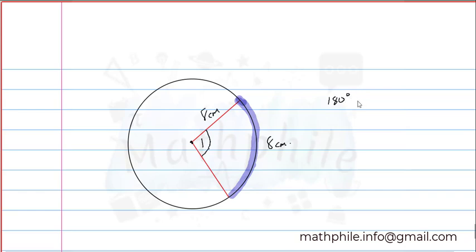Now, mathematically, we say that 180 degrees is equal to pi radians. So 180 degrees is equal to pi radians. The full circle, which is 360 degrees, is equal to 2 pi radians. So that is something you should also know.